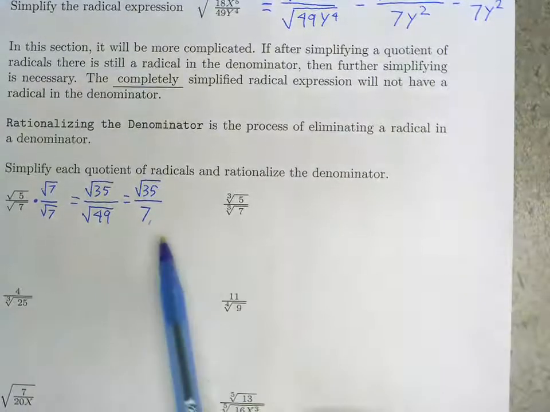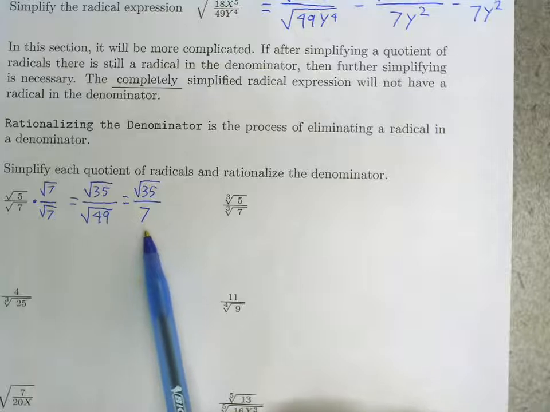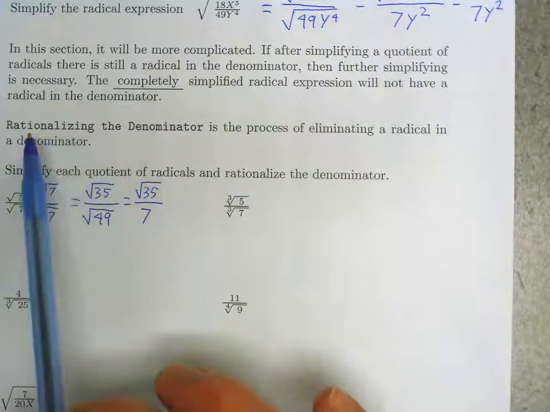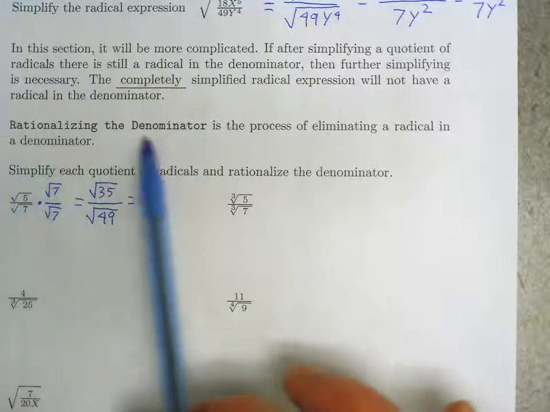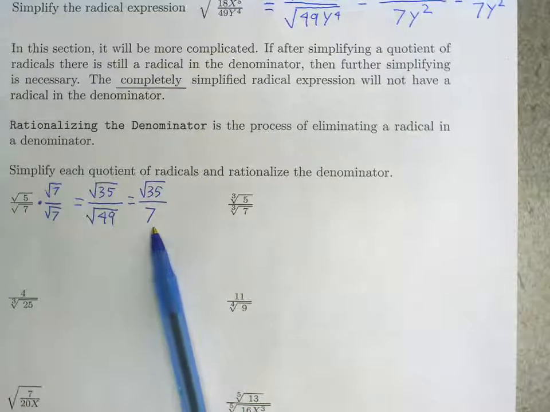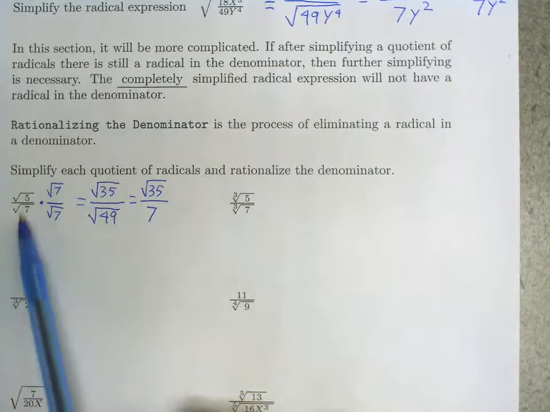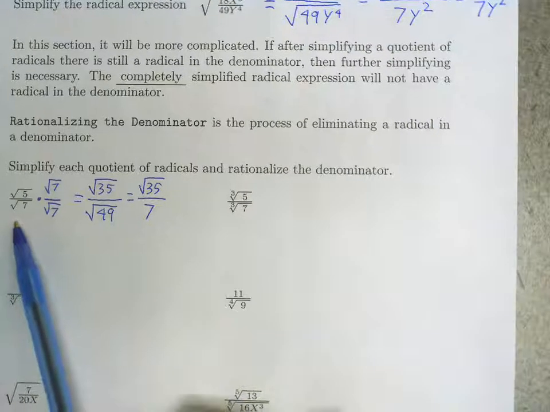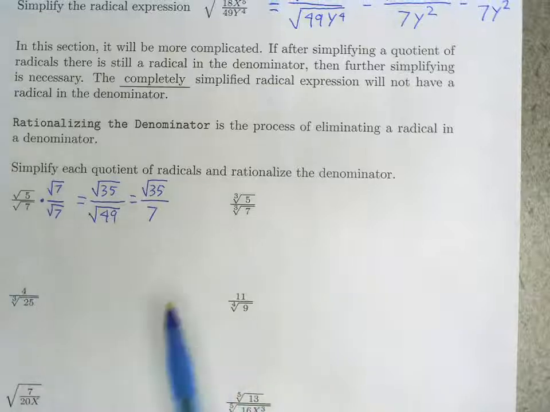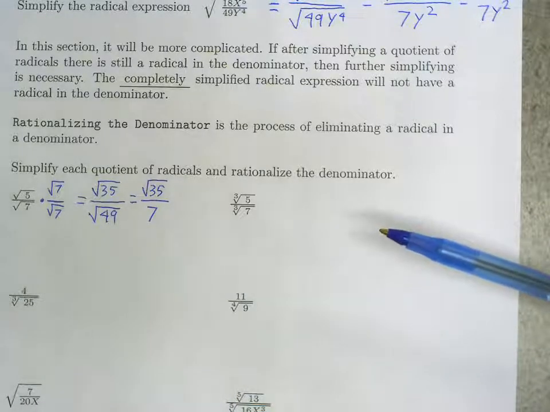So now you see that there's no longer a square root in the denominator. So we succeeded in rationalizing the denominator. That is, the denominator is now a rational number. When we started out, this denominator, the square root of 7, is irrational. Okay, so it's this sort of thing that we're going to do in a more general sense.